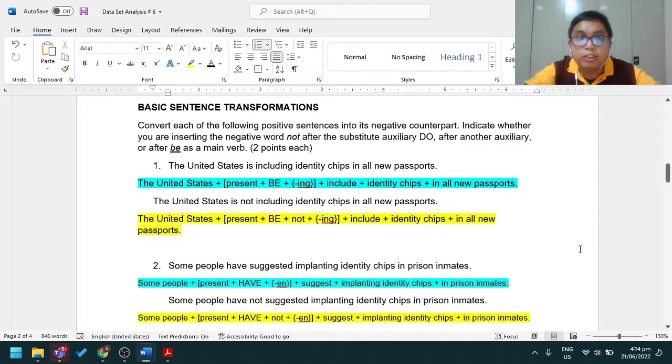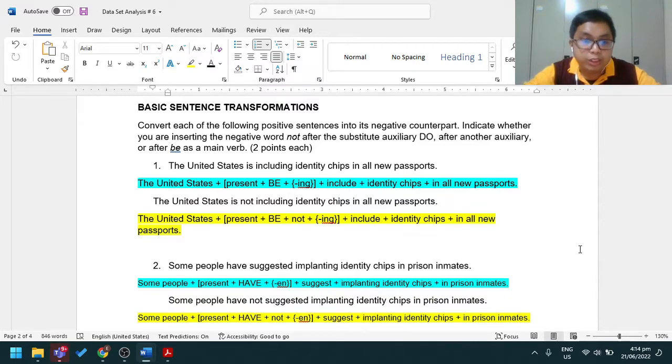What the instructions tell you is, convert each of the following positive sentences into its negative counterpart. From the first sentence, the United States is including identity chips in all new passports. The basic thing that you can do is just to include the word not. And then indicate whether you're inserting the negative word not after the substitute auxiliary do, after another auxiliary, or after be as a main verb.